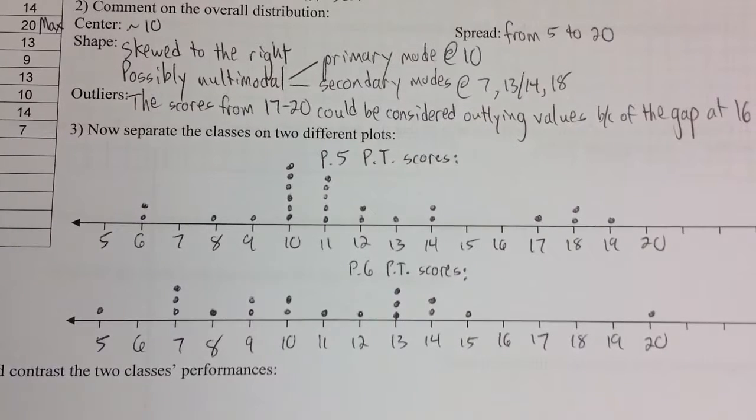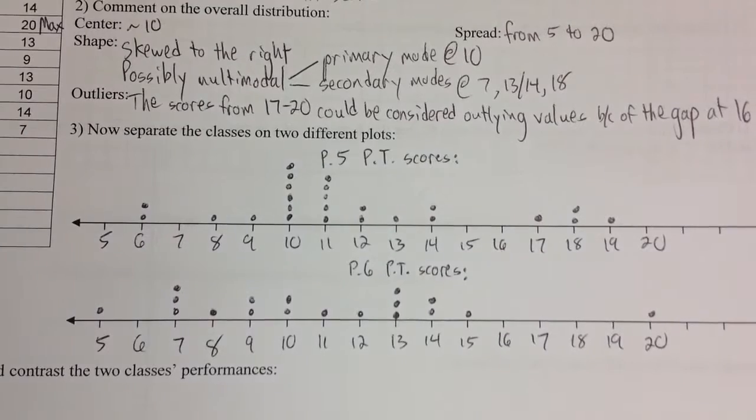How about spread? Spread is different in that the first class is 6 to 19, whereas period 6 is 5 to 20. Agreed. So slightly larger spread of scores in period 6. How about outliers? For period 6, number 20 would be your outlier. And for period 5, arguably 17 to 19. Oh, and period 6, number 5 is probably. And for period 5, 6.